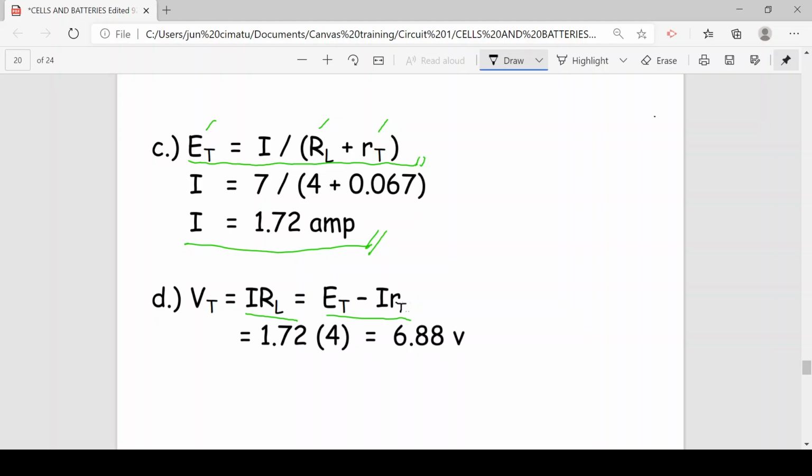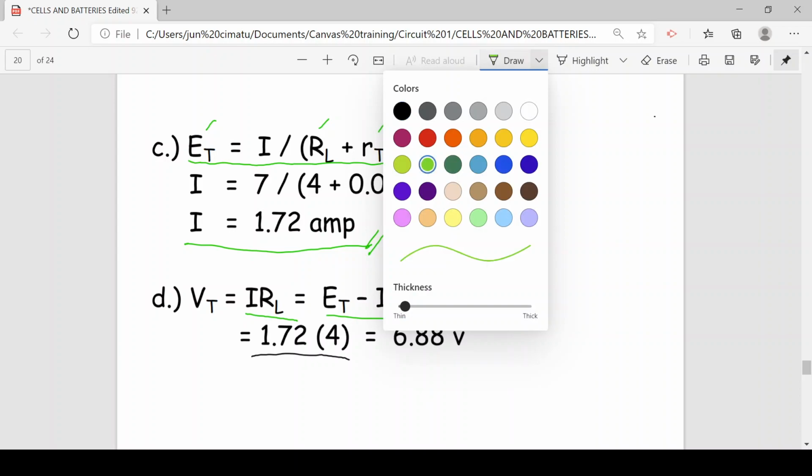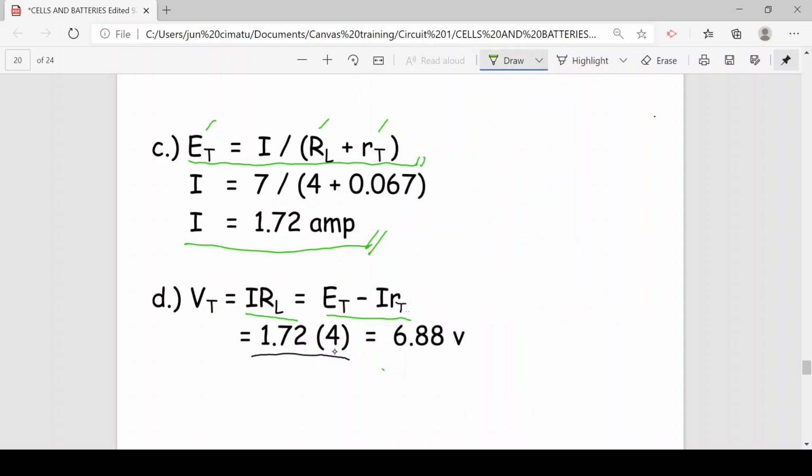So getting the voltage across the terminals is done by multiplying 1.72 with the load resistance of 4 ohms. This may also be determined using the E total of 7 volts minus the current, which is 1.72 amperes, times the total internal resistance of 0.067, and this will give you the same answer, 6.88 volts.